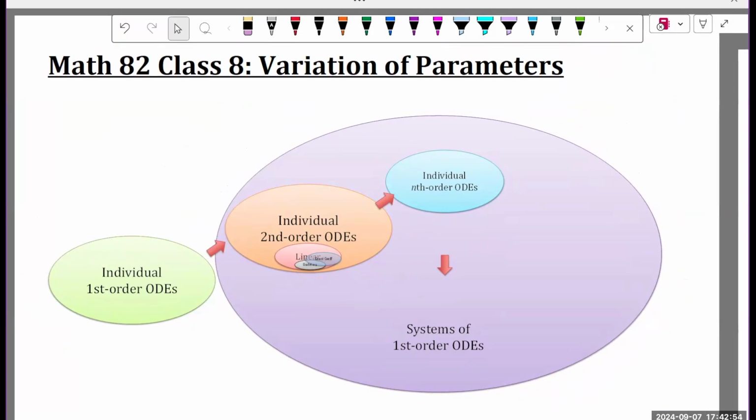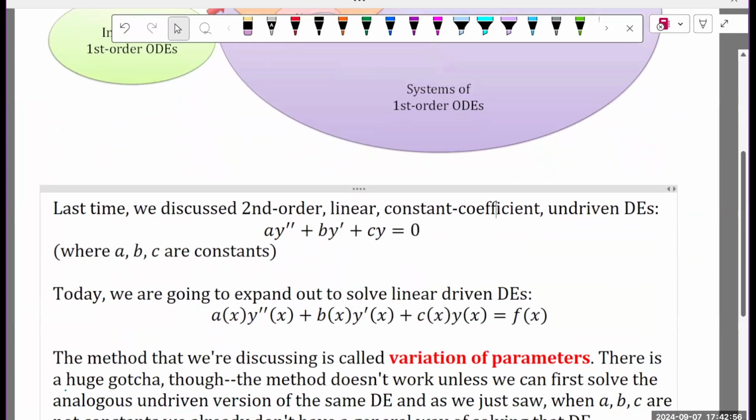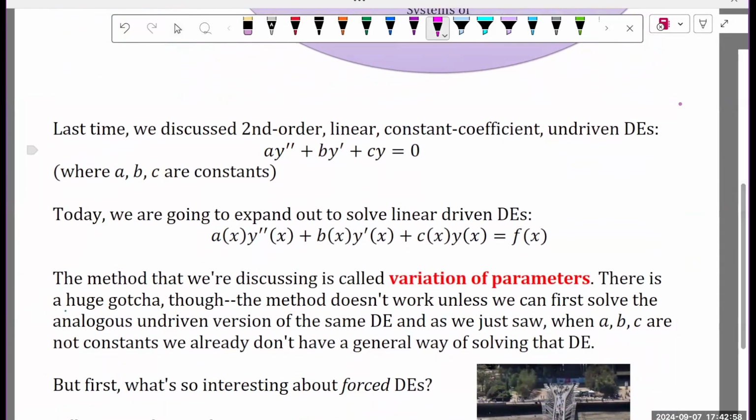Now recall that last time we discussed second order linear constant coefficient undriven differential equations of the following form and the different solution forms that those could take. Today, we're actually going to expand the kinds of ODEs we can look at and allow for not only potentially non-constant coefficients, but also for a forcing function. So now we're interested in looking at a driven differential equation.